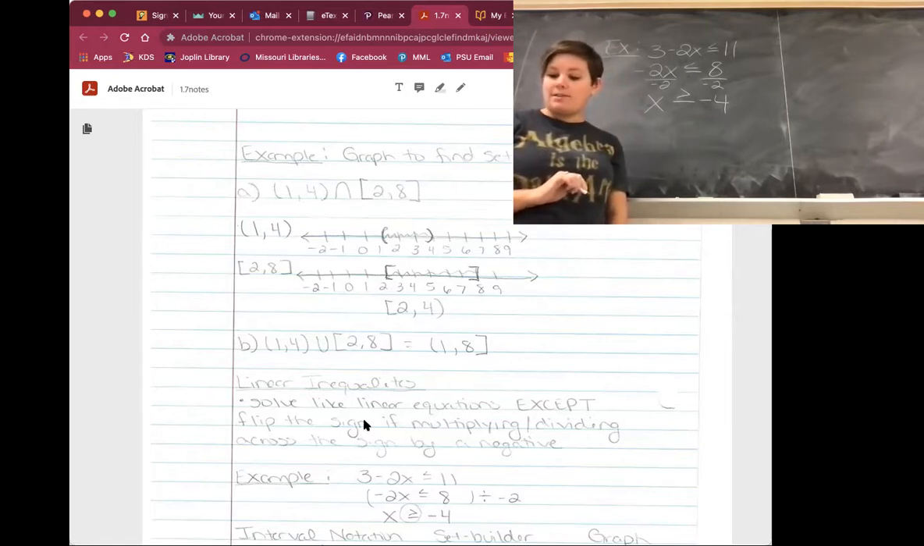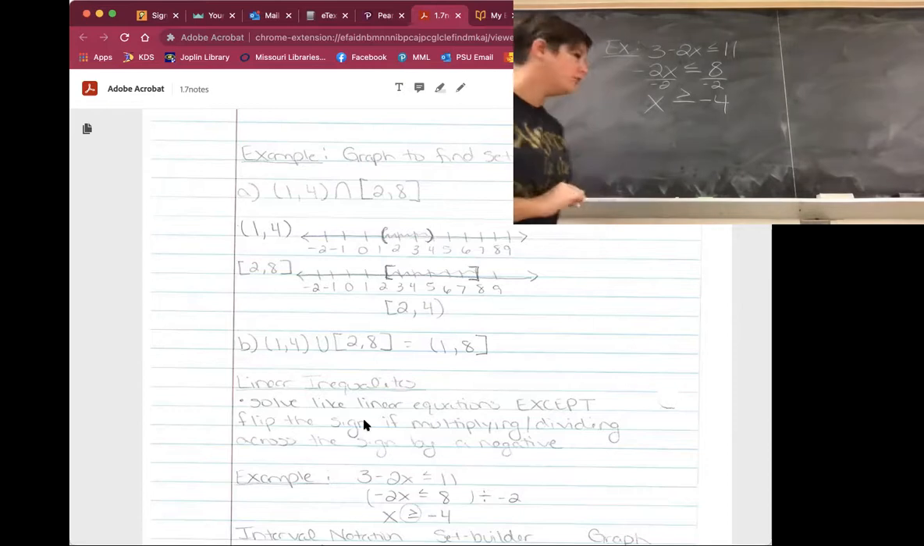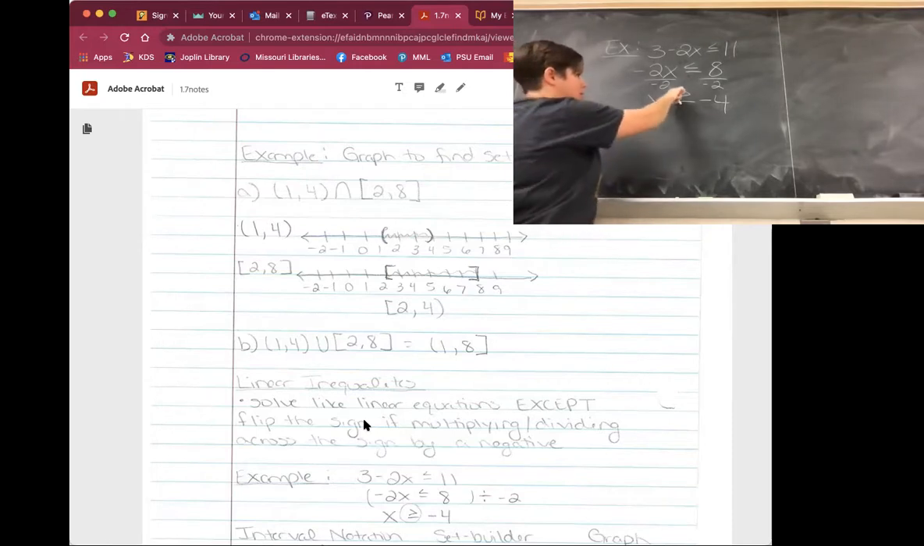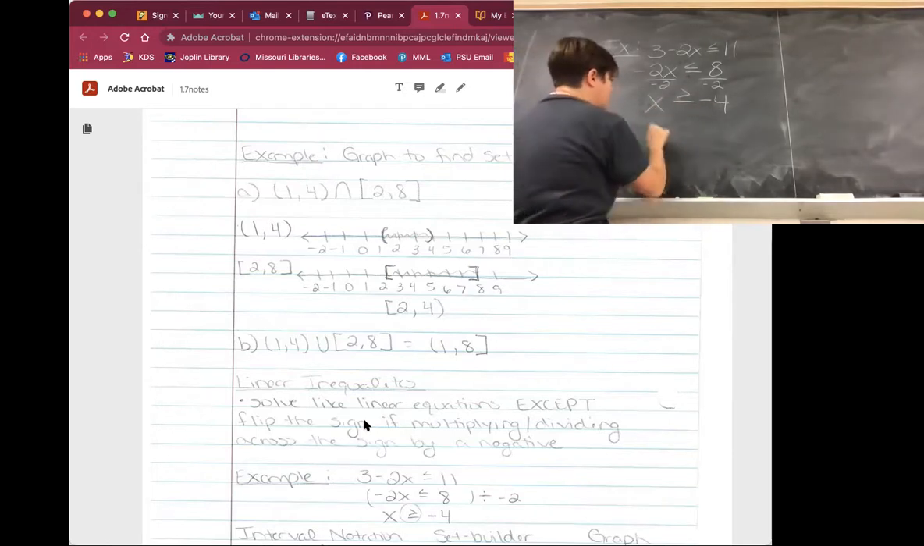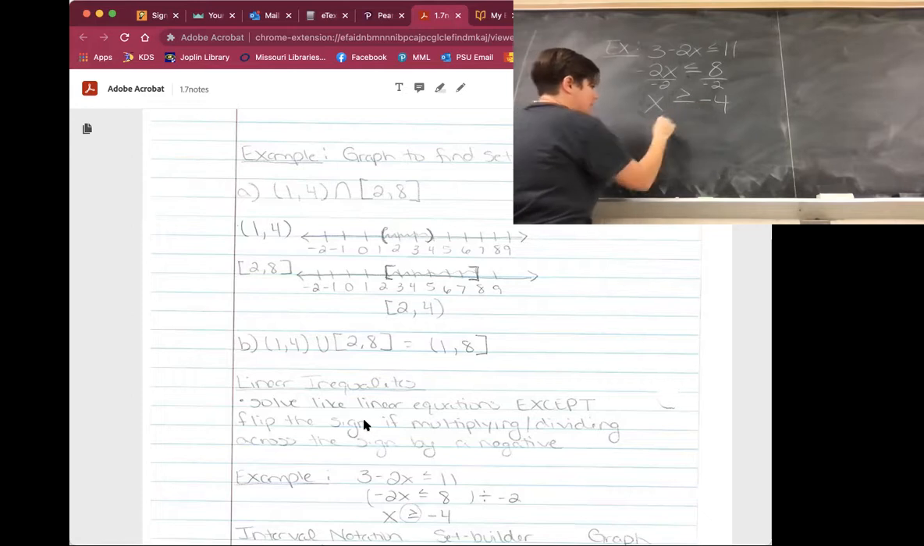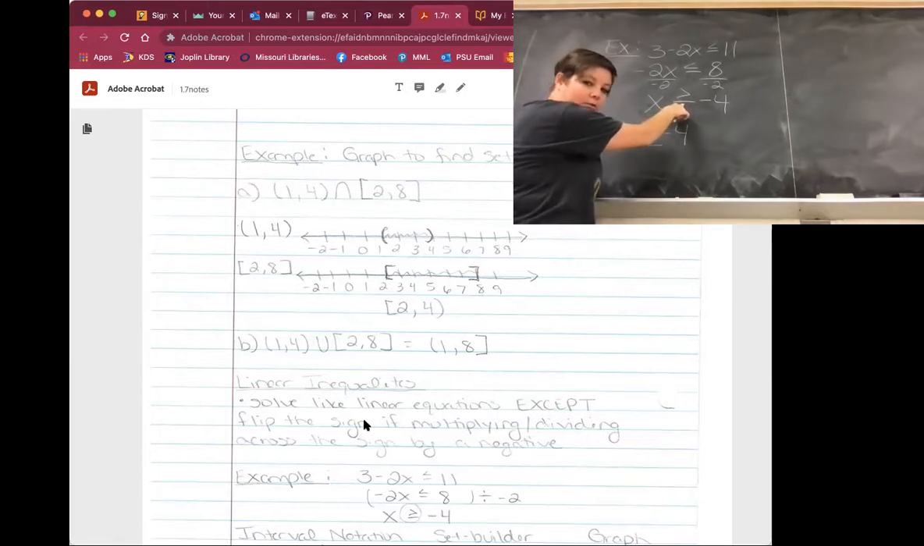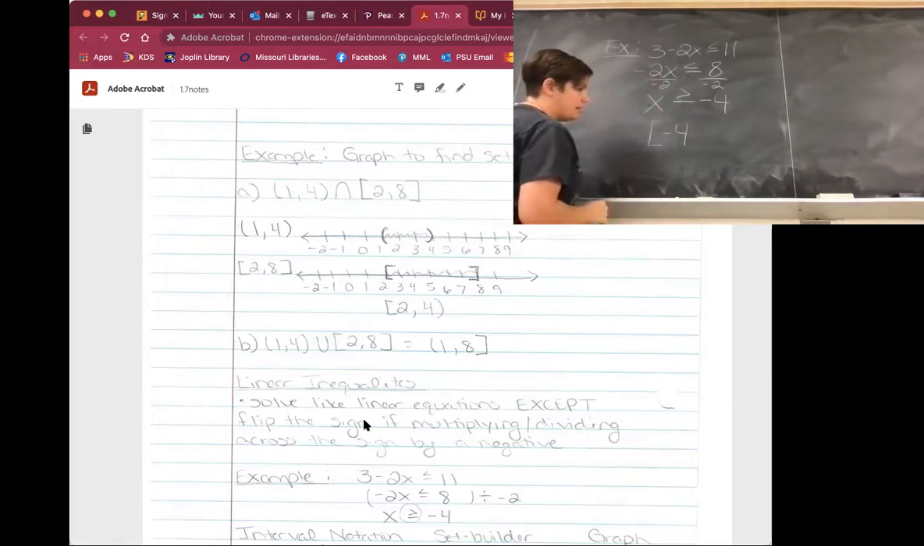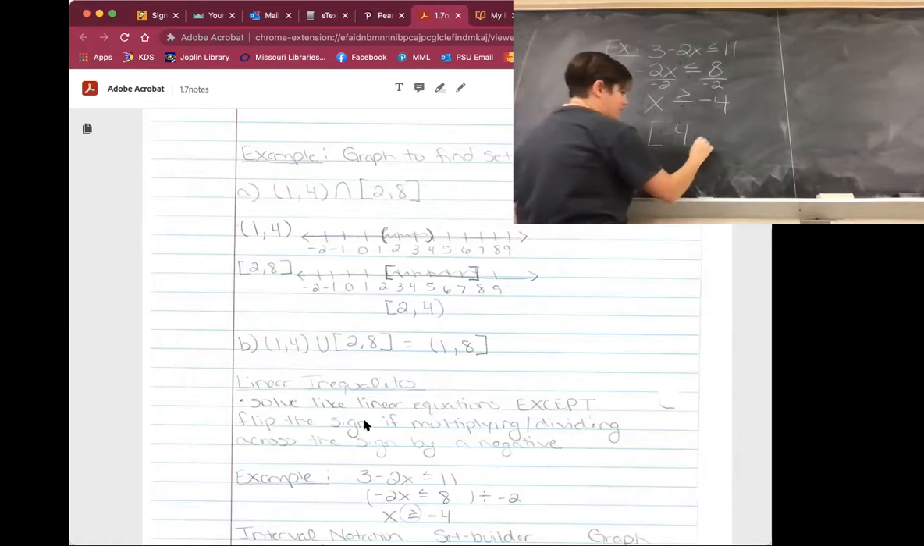Now you could be asked to give that in interval notation. What is the smallest that our value of x can be? Well, x has to be greater than or equal to negative 4. So the smallest value that x can be is negative 4. And we include it with a bracket because it says greater than or equal to. That equal to tells me it's a bracket.